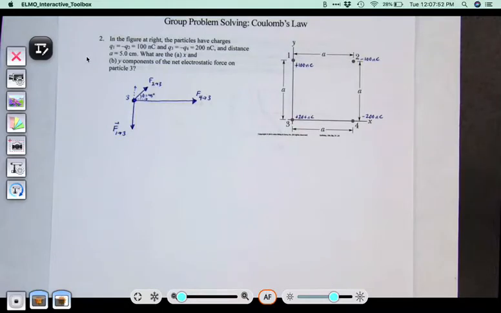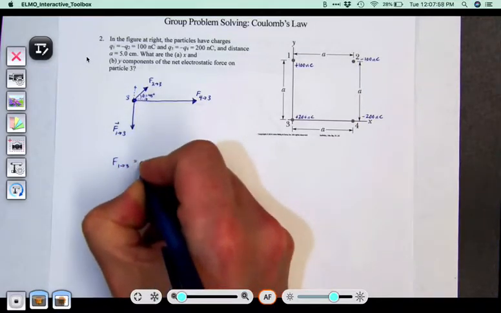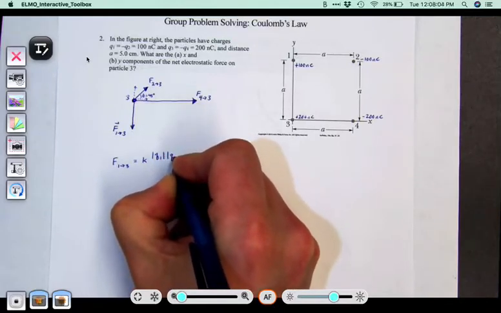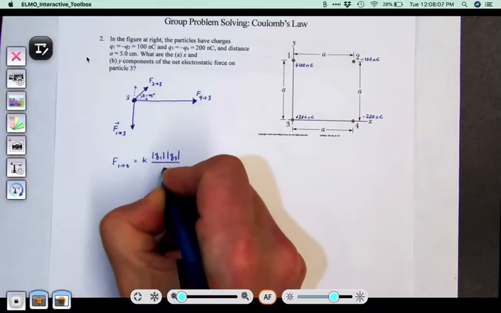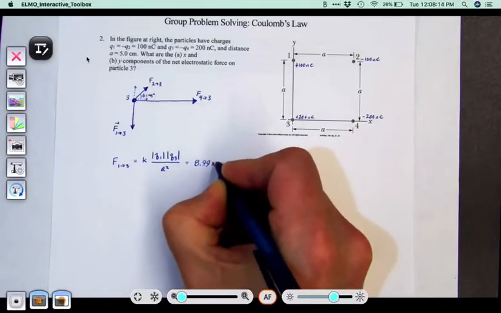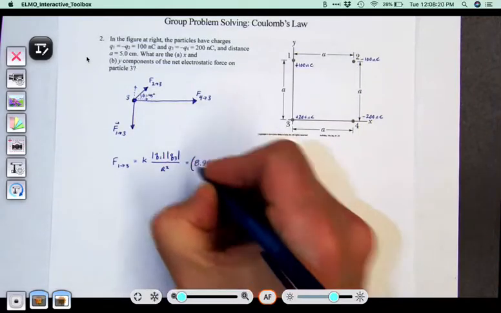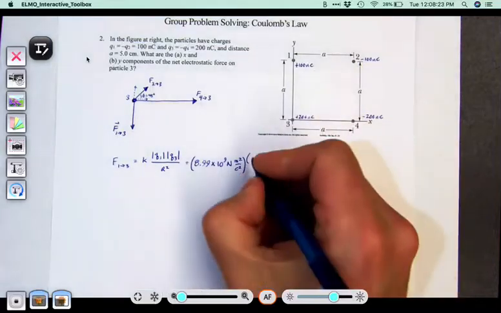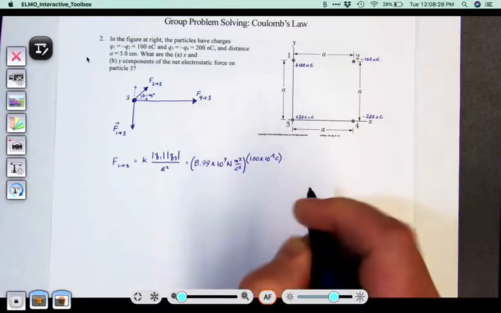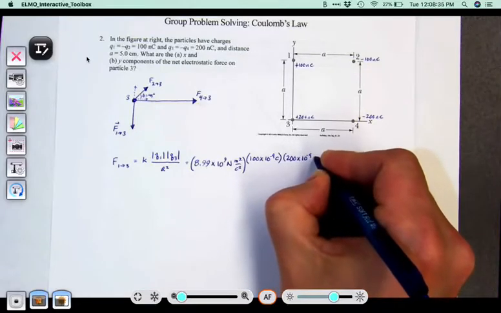Okay. So let's use Coulomb's law and actually calculate how big these forces are. The force that 1 puts on 3, magnitude only, is K times the magnitude of charge 1 times the magnitude of charge 3 divided by A squared. That is 8.99 times 10 to the 9th newton meters squared over coulomb squared. Q1 is 100 nanocoulombs, so that's 100 times 10 to the minus 9 coulombs. Q3 is 200 nanocoulombs, 200 times 10 to the minus 9 coulombs.